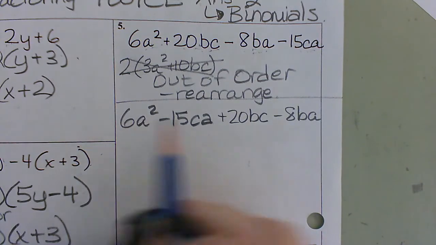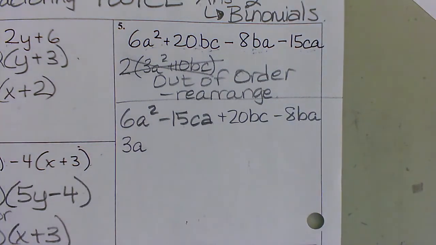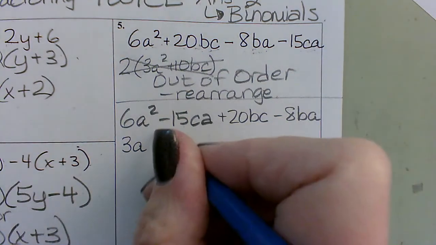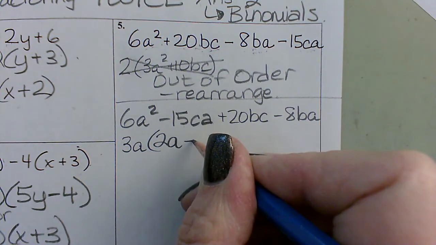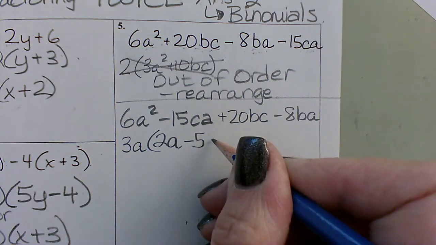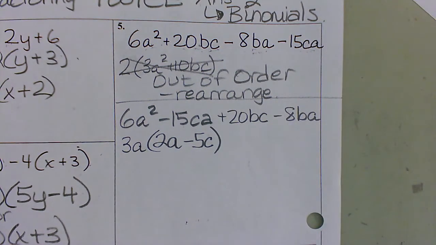So now, what's common between 6 and 15? 3a. 3a, that's better, right? We've got at least a number and a variable coming out this time. And I'm left with a 2a minus what? 5c. Okay.